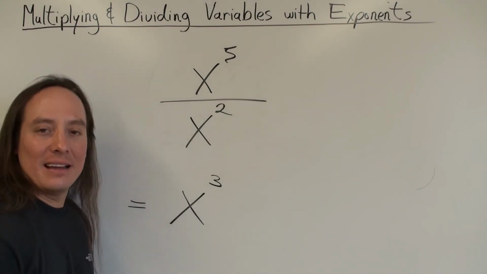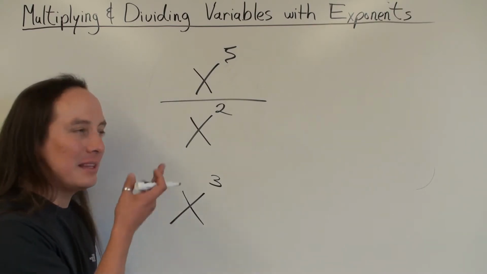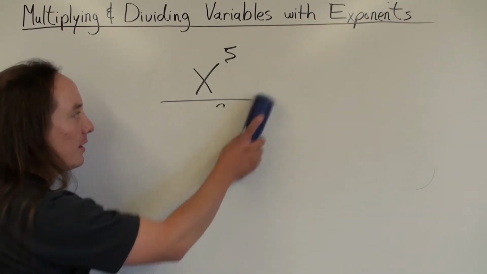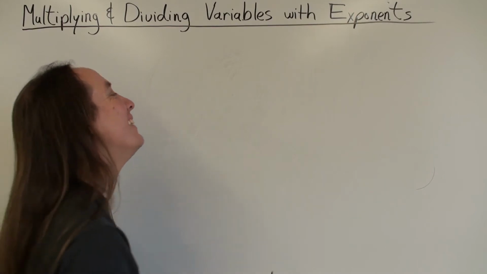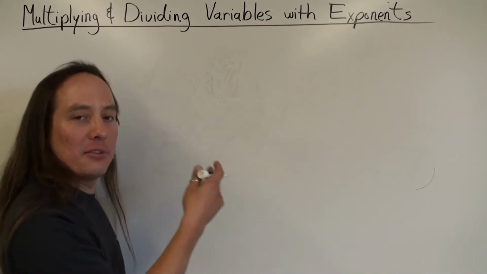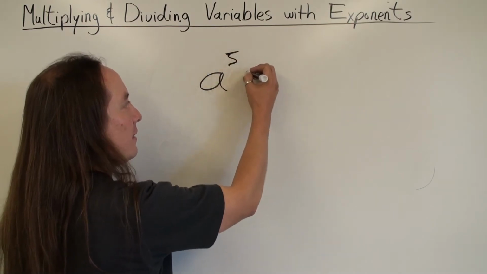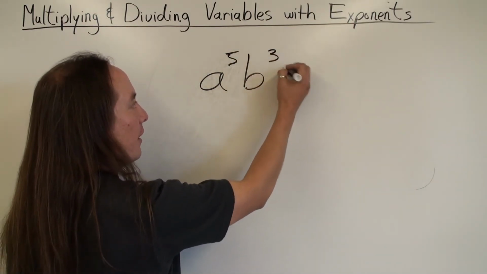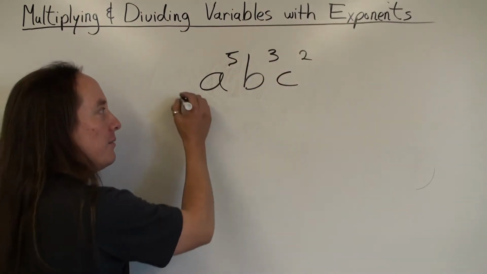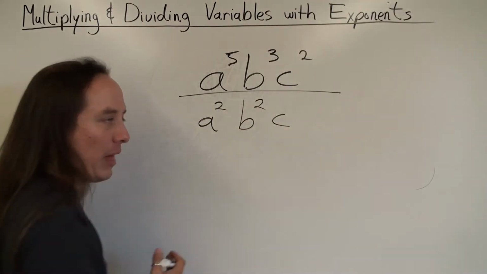It's easy, it's not that complicated, but when you're doing multi-step problems, sometimes we forget these small little rules in between. So let me put another one up. A little bit faster, a little bit more complicated, right? I keep using x, but really variables can be any letter. What if I put a to the 5th times b to the third times c to the second power divided by a squared, b squared, and c? What would that be like?